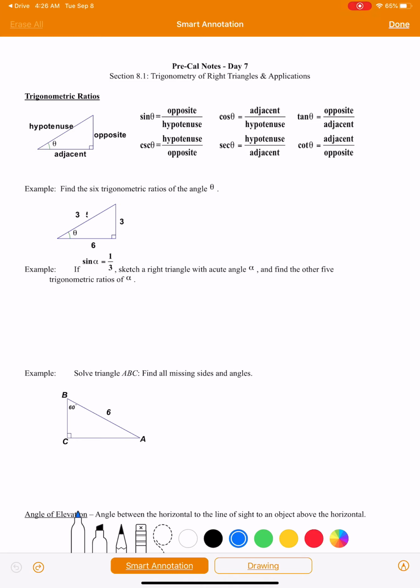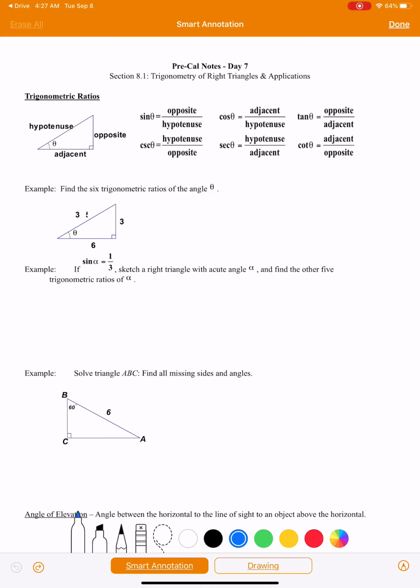Today we're going to be reviewing some right triangle trig. We've actually seen this before in geometry, so you might recognize some of what we're going to be talking about today. This does begin a new unit as well, and this will really kick off the beginning of a lot of the trigonometry we're going to be doing this year.